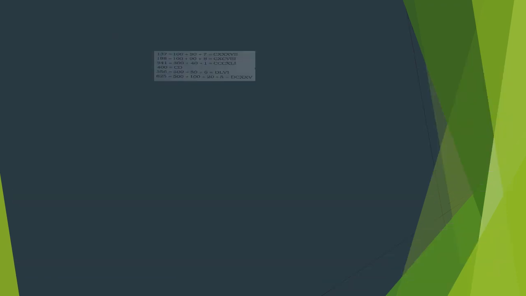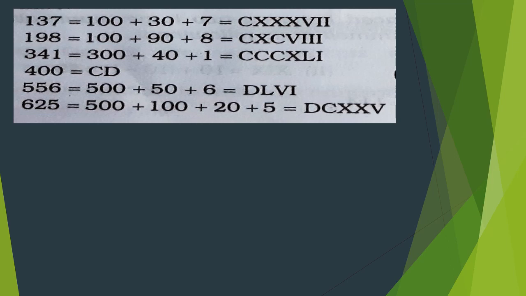So here are a few more examples that we need to see. If we have Hindu Arabic numbers given, how will we write it in Roman numerals? Like we have 137, we can break it as 100, 30 and 7. 100 can be written as C, 30 can be written as triple X, and then 7 as VII.